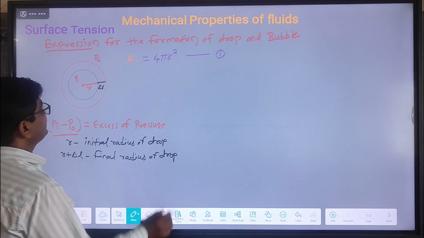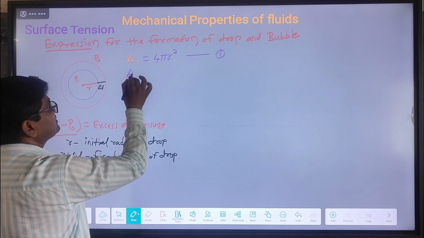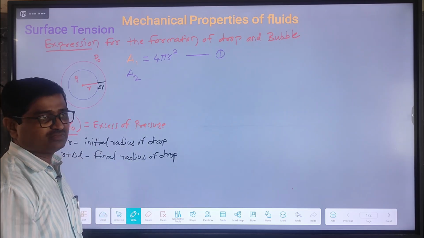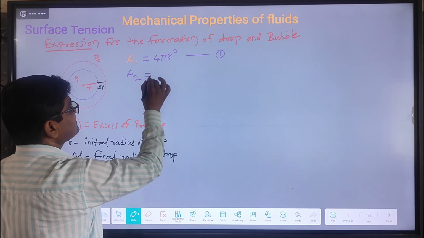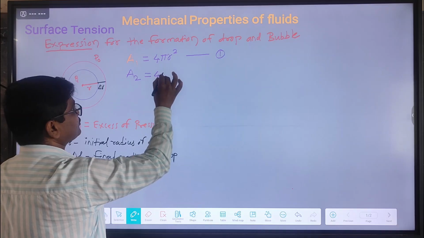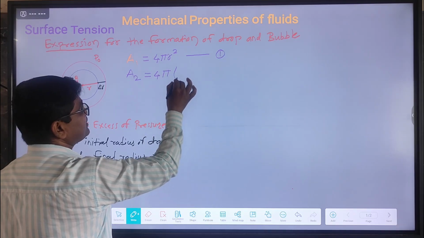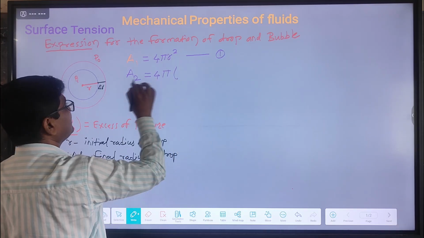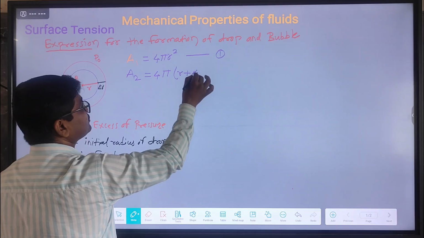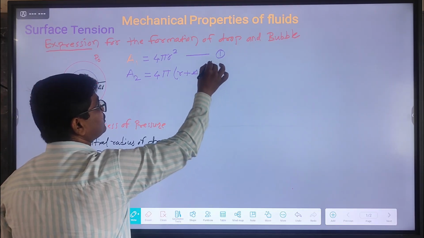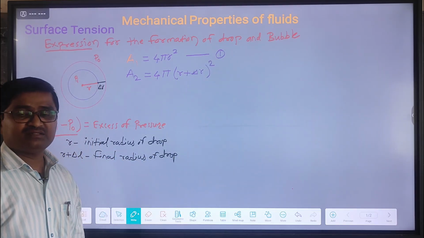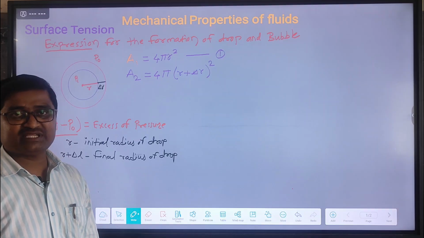What is the final surface area? Imagine the final surface area is denoted by A2. It is also spherical, so A2 is equal to 4 pi, but the radius has changed: r plus delta r, the whole bracket square. This is our final surface area.